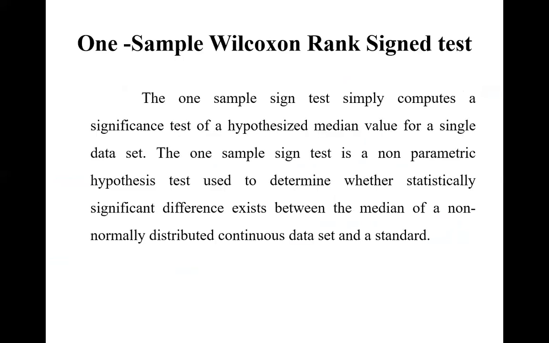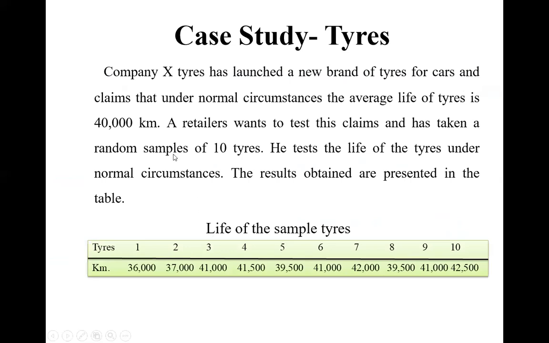In this case study, company X Tires has launched a new brand of tires and claims that under normal circumstances, the average life of tires is 40,000 kilometers. The tire will run 40,000 kilometers. But a retailer wants to test whether the company's claim is right or wrong. So he selected 10 tires' lives. First is 36,000, second is 37,000, third is 41,000, fourth is 41,000, and so on.